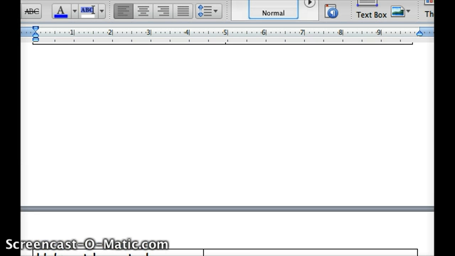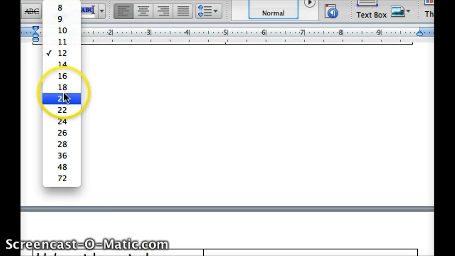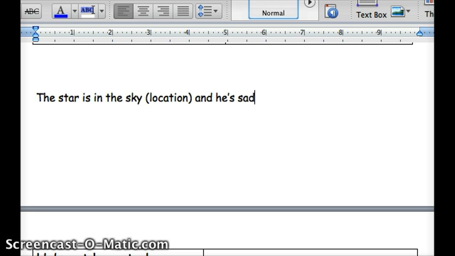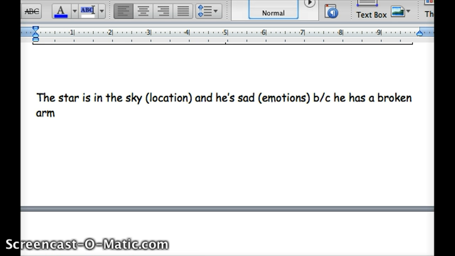In case you weren't in class and didn't see that star in the sky picture, you can at least write this down for reference. The star is in the sky. That's location. And he's sad, emotions, because he has a broken arm and black eye. Physical condition.